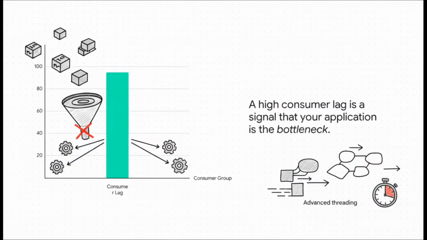And this graph, this is what that pain looks like. A big, scary, growing consumer lag. All it means is that your application simply cannot process messages as fast as they're coming in. So the big question is, why?